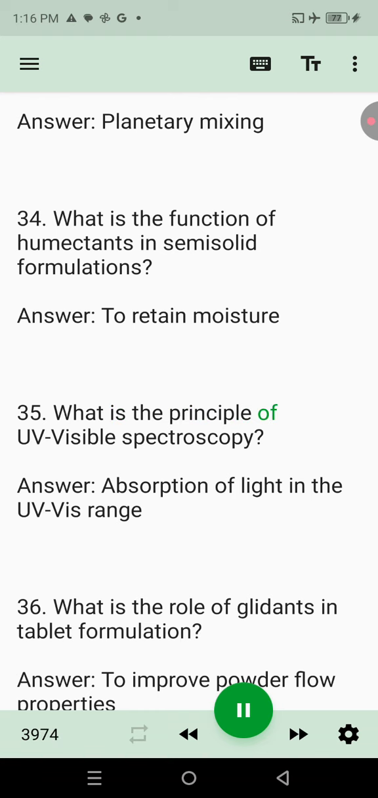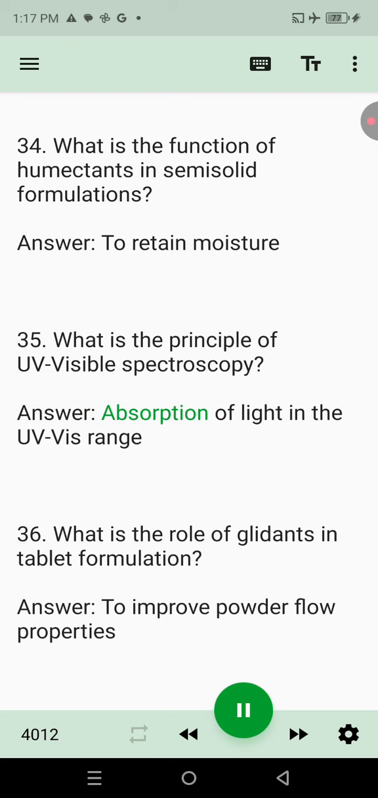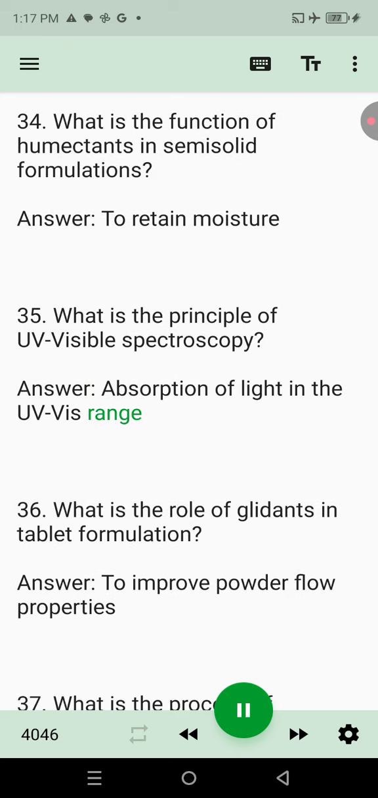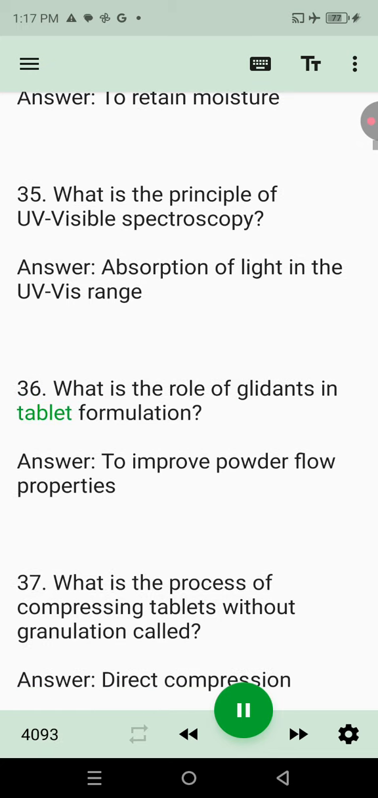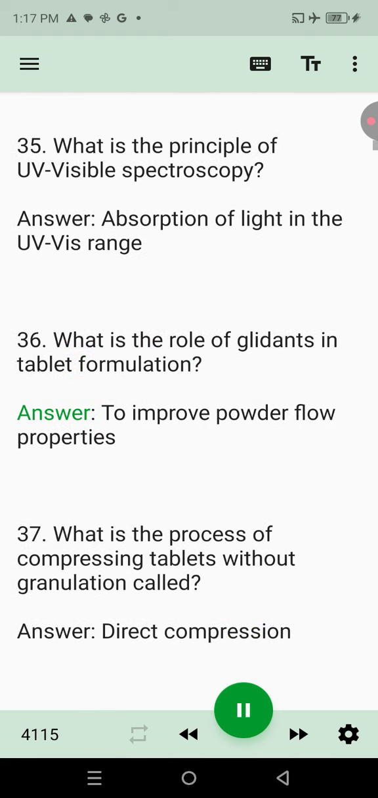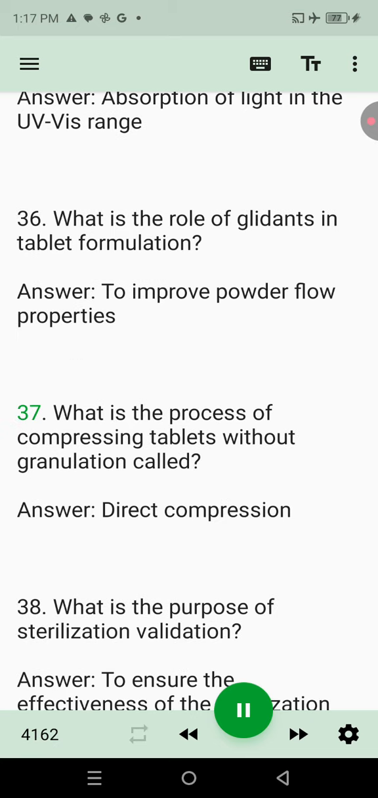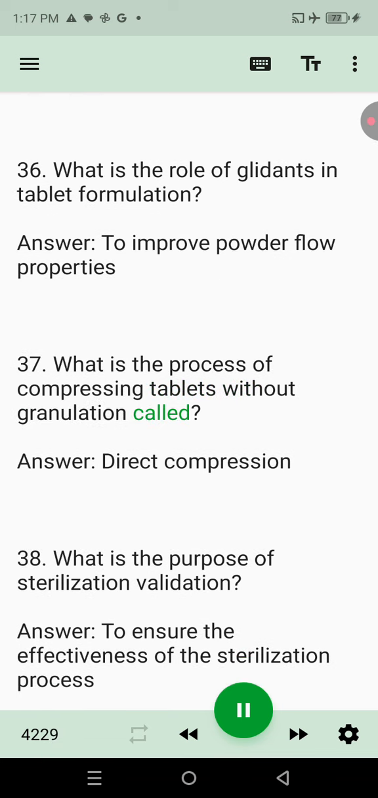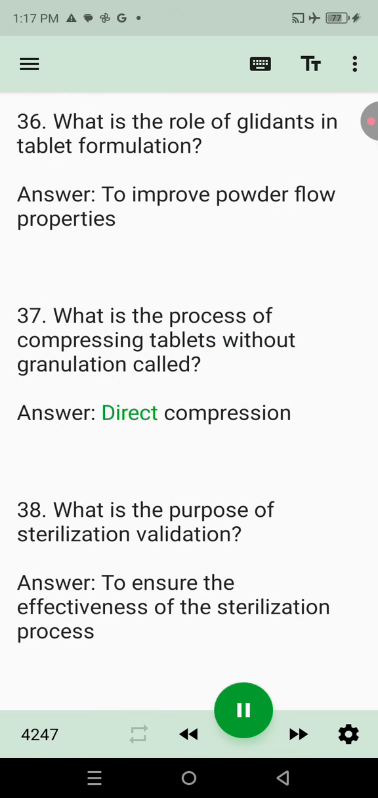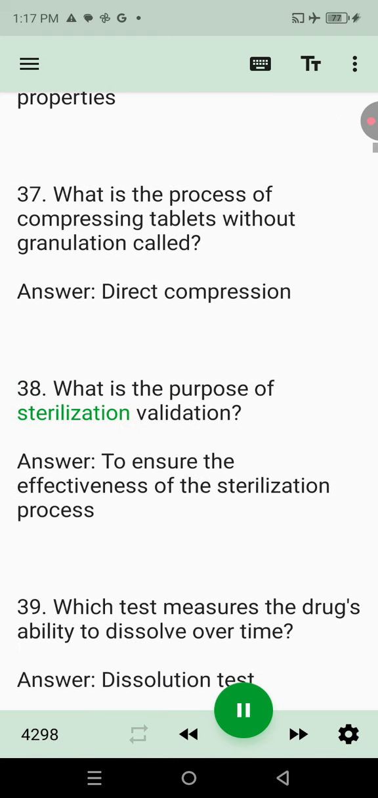35. What is the principle of UV visible spectroscopy? Answer: absorption of light in the UV-vis range. 36. What is the role of glidants in tablet formulation? Answer: to improve powder flow properties. 37. What is the process of compressing tablets without granulation called? Answer: direct compression.